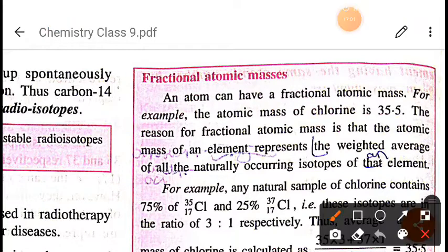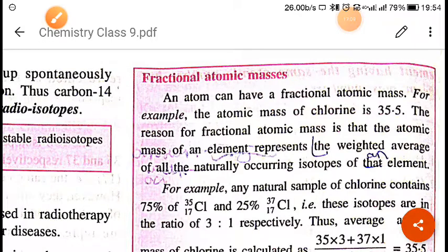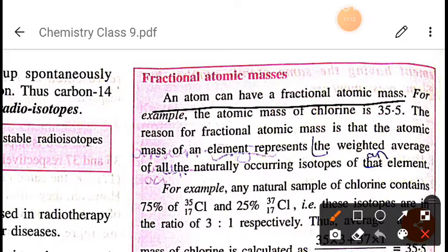As you can see, chlorine has atomic mass 35.5. So this 35.5 is a fraction, right? So an atom can have a fractional atomic mass. And what is the reason why the fraction is coming? The reason is that the atomic mass of an element represents the weighted average, or the average weight, of the naturally occurring isotopes of that element.